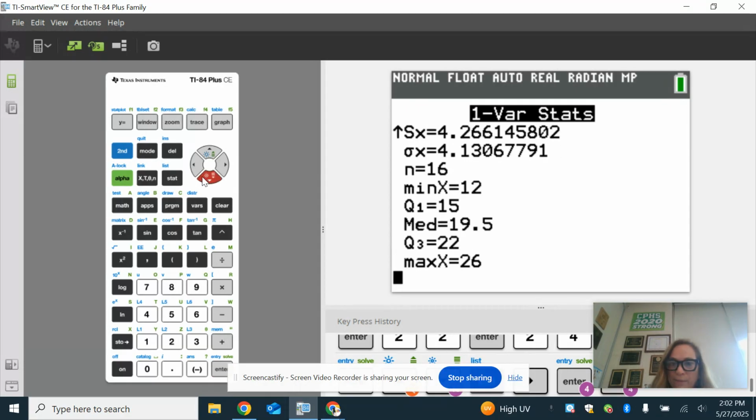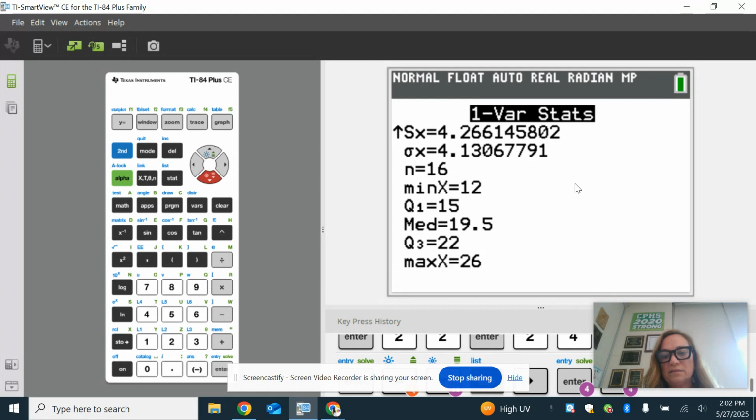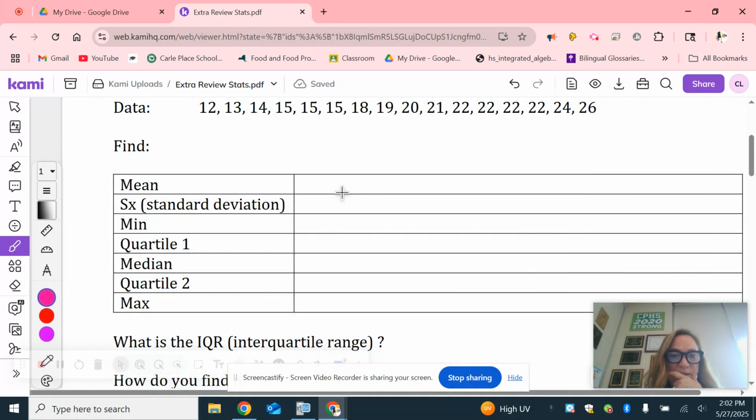And then minimum is 12, quartile 1 is 15, median is 19.5. Q3 is 22 and max is 26. And you would just basically copy all of this, okay? All right, so I might not be able to write it as clearly as you'd like, but again, 18.75, 4.27, 12, 15, 19.5, 22, and 26.